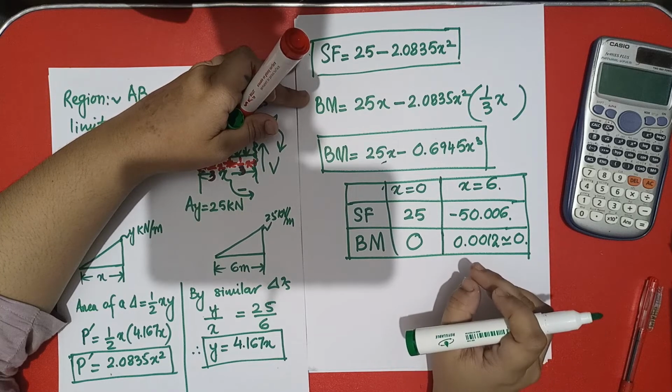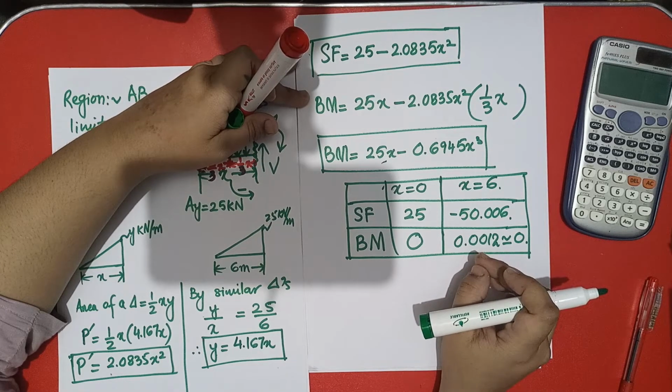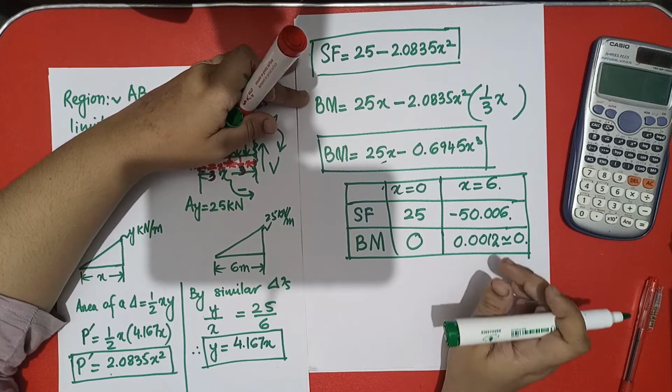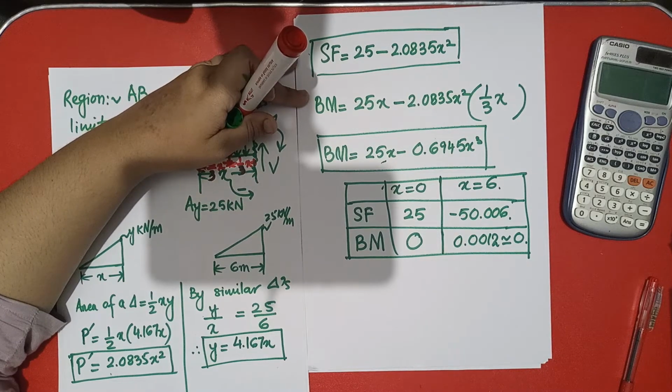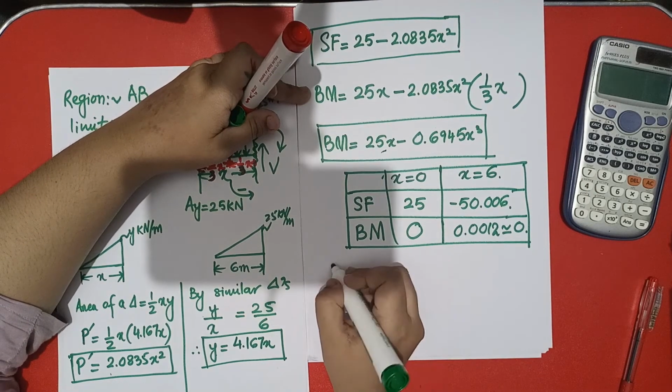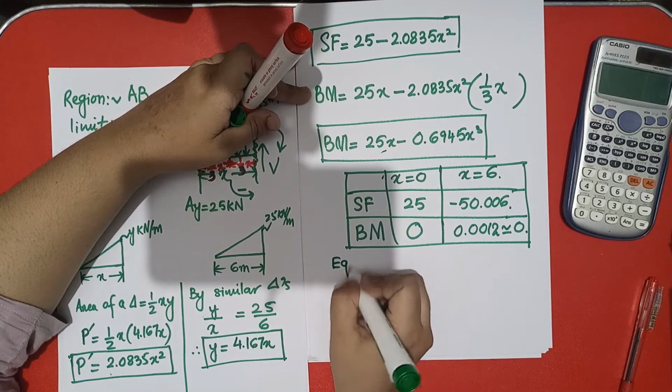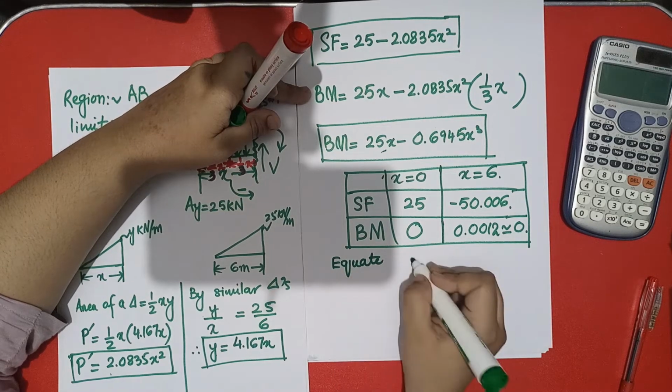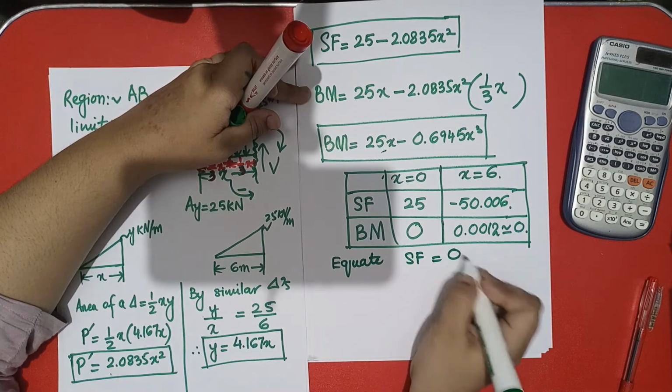If you are having shear force 0, then your bending moment should be maximum. So what we have to do for this? Obviously we are having only one region, so we are having one equation of shear force and one equation of bending moment. So we will equate the shear force equation equal to 0.